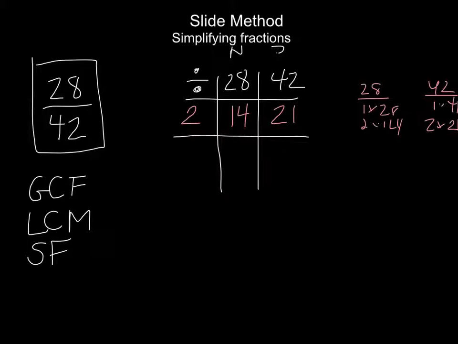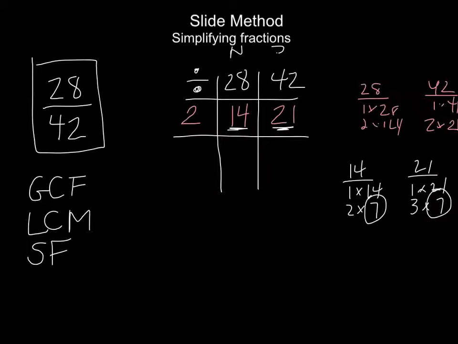So right now I'm looking at 14 and 21, and I'm going to see if I can keep dividing those numbers. So I know 14, I could do 1 times 14, I could do 2 times 7. For 21, I could do 1 times 21, or I could use 3 times 7. So right now, a number that I could divide both of them by is 7. So I'm going to go back under my division bar and put 7. 14 divided by 7 is 2. 21 divided by 7 is 3.